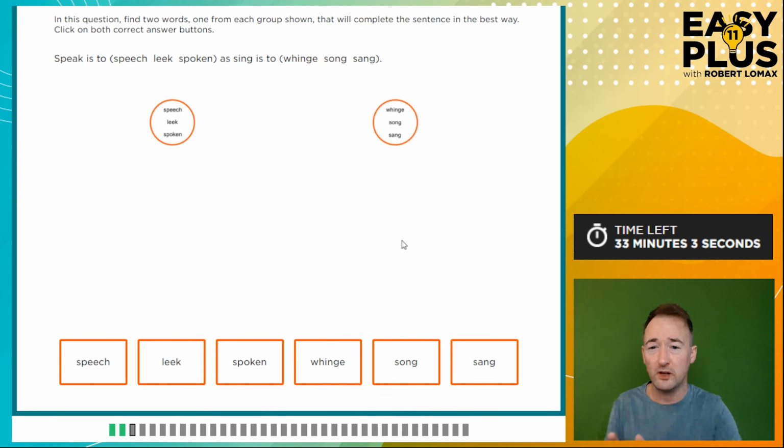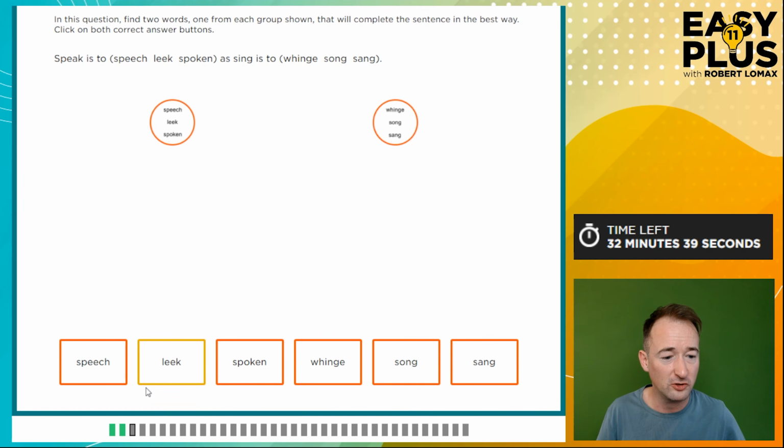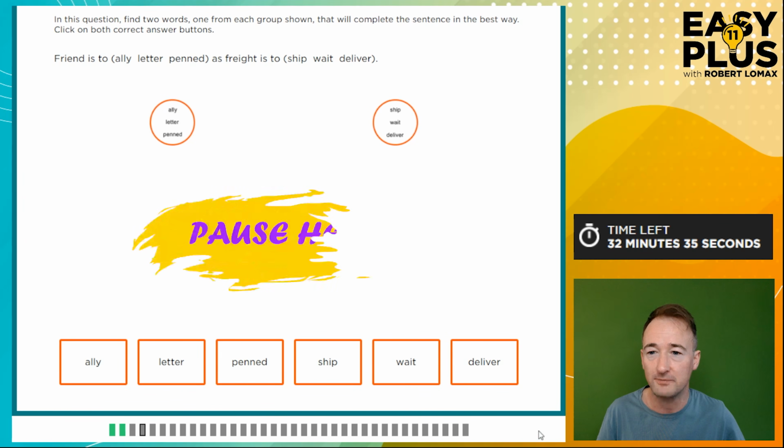Speak is to speech, okay? So you speak, that's a verb, you give a speech, so it's the associated noun, or you speak, which is an example of speech. Let's see whether we can do that with sing. So sing, you sing, that is an example of song. And lo and behold, song is an option. So speak is to speech, as sing is to song. So we got to that one very easily.